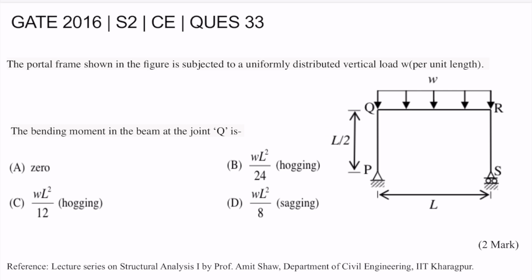Hello everyone, so today I'll be discussing question number 33 of GATE 2016 set 2. The portal frame shown in the figure is subjected to a uniformly distributed vertical load W per unit length. The bending moment in the beam at the joint Q is. So we need to find the value of bending moment in the beam at the joint Q. So 4 options are given to us.